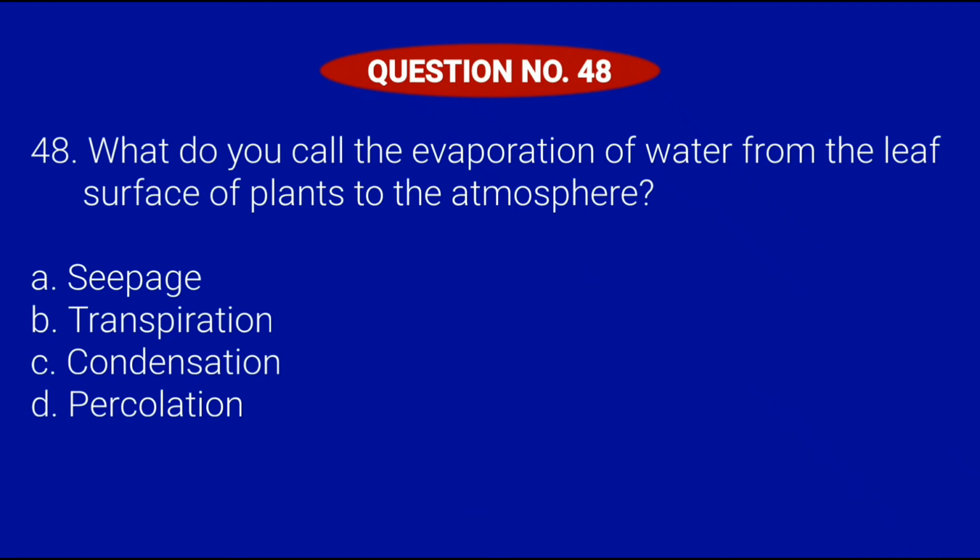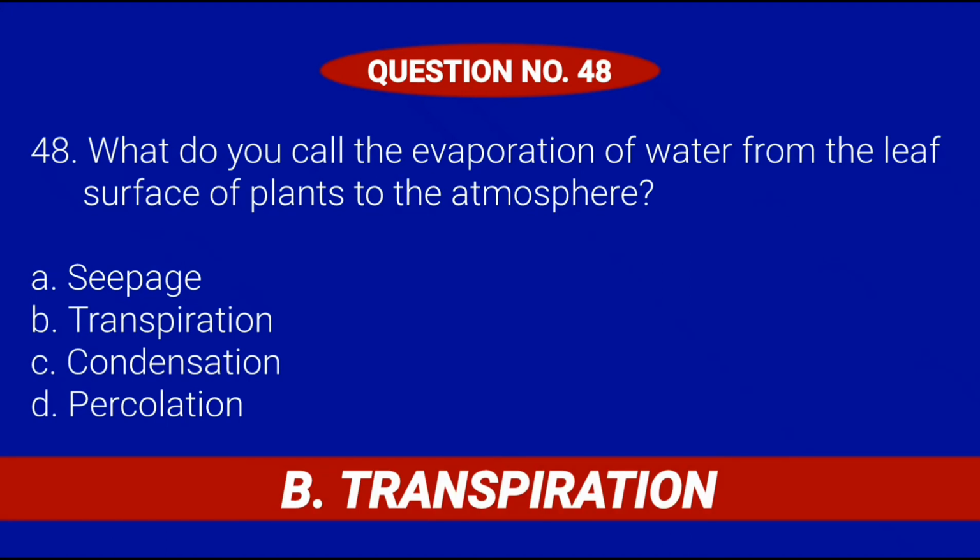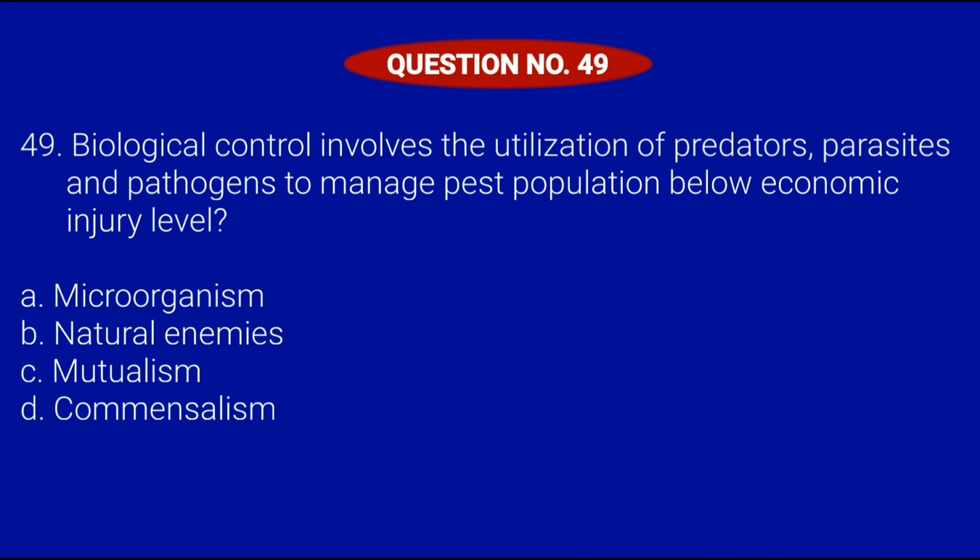Question number 48. What do you call the evaporation of water from the leaf surface of plants to the atmosphere? Letter A. Seepage. Letter B. Transpiration. Letter C. Condensation. Or letter D. Percolation. Correct answer is letter B. Transpiration.